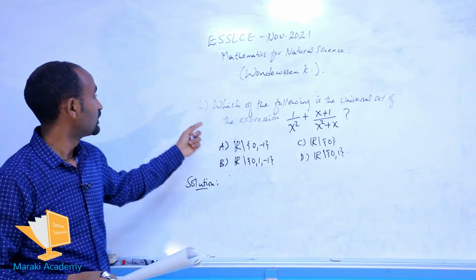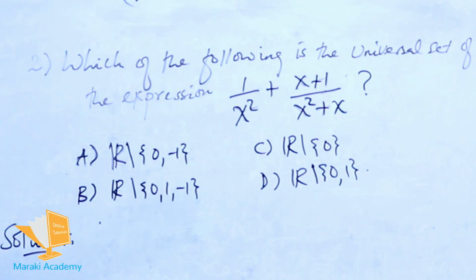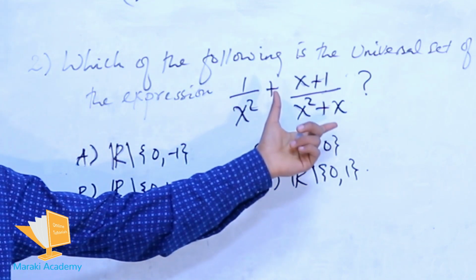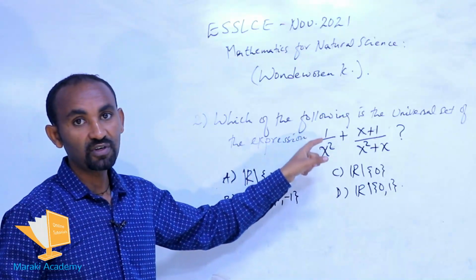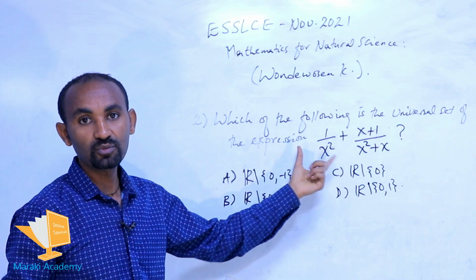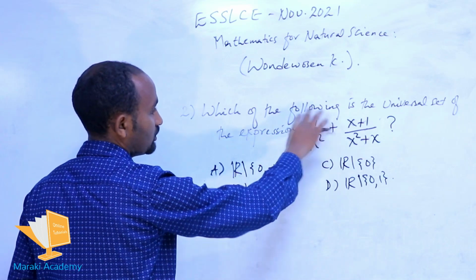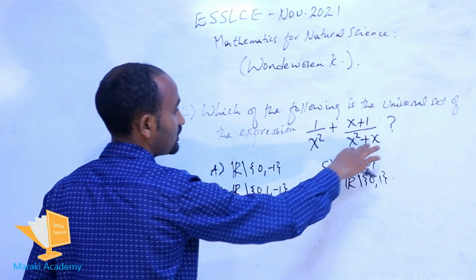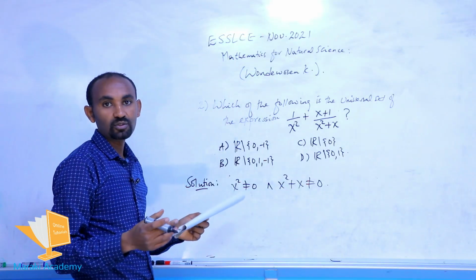Okay, and the other question is, which of the following is the universal set of the expression 1 over x squared plus x over 1 over x squared plus x? In this expression, both are rational functions, as you can see. The ratio of two polynomials is a rational function. So a rational function is defined in such a way that the polynomial in the denominator should be different from 0. So to find the domain or the universal set, this ratio is defined whenever x squared is different from 0, and whenever, again, the denominator x squared plus x is different from 0. These are the only things that we should take care.